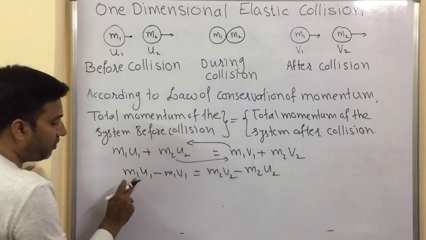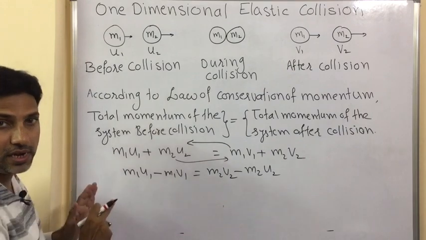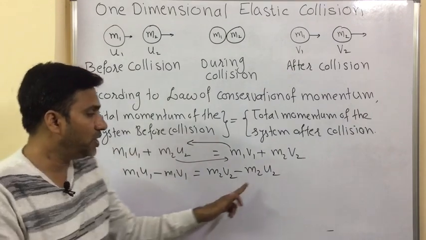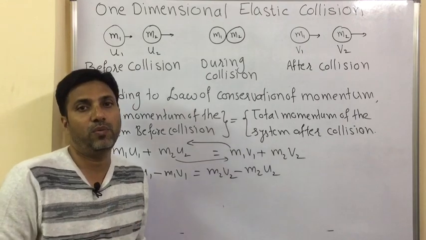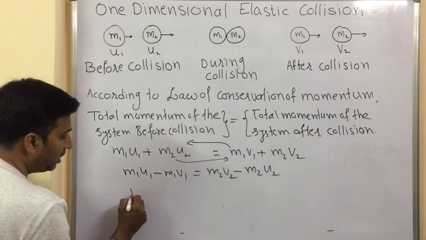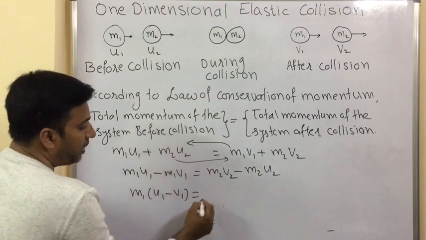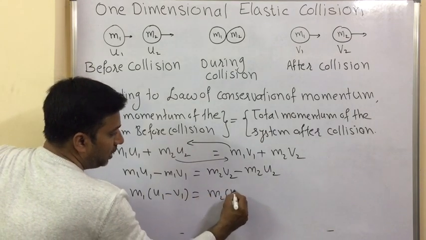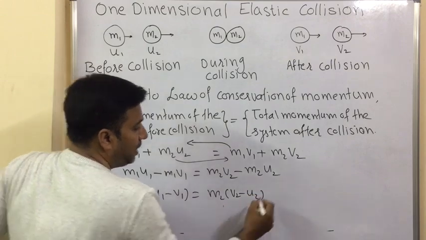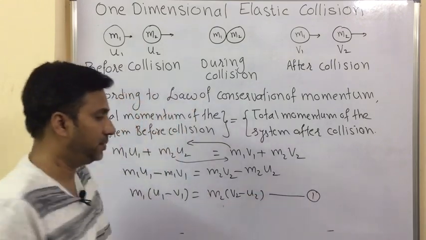In the next equation we can take m1 common. m1 is there in both the terms and here m2 is there in both the terms. We have to take common m1 and m2. So here if we take m1 common, u1 minus v1, and here if we take m2 common, v2 minus u2. Make this equation number 1.